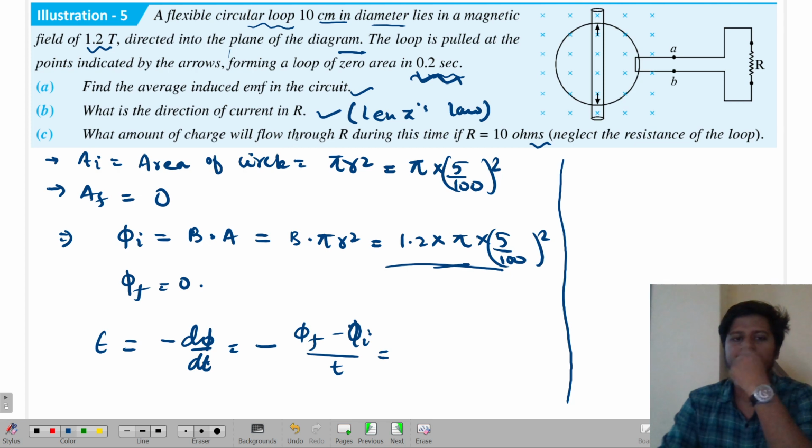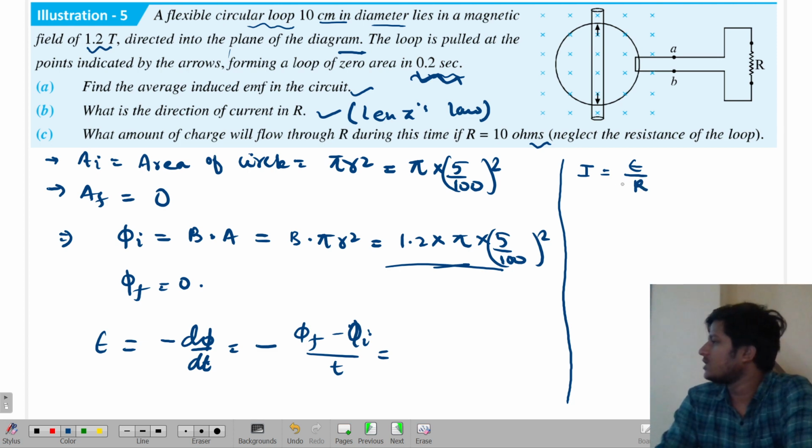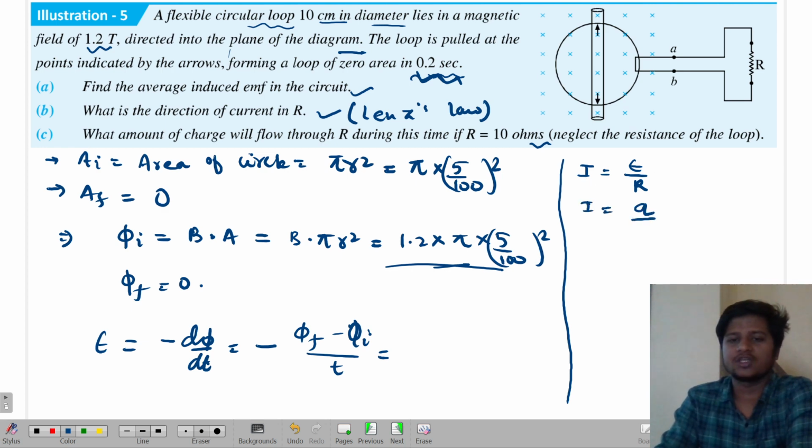Second question is, what amount of charge will flow through this R during this time if R is equal to how many ohms? 10 ohms. So can you calculate the current established over here first, which is going to be what? EMF by R, right or not? That is my total current established over here. Now this current is also equal to what? Charge Q by time taken or not? Tell me yes or no. So can you say that Q is equal to EMF by R into time t? Got it or not?